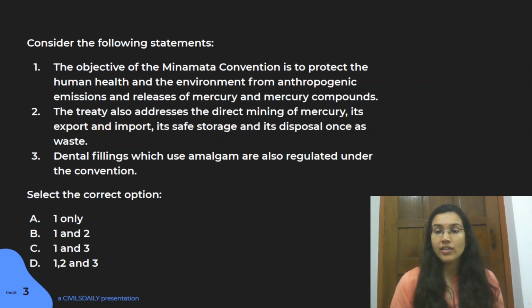And the third is that even dental fillings made out of amalgam are covered. Now, amalgam is a compound that is made from mercury. There are other elements also, like tin, but basically it's made from mercury and it's used for your fillings, like whenever you have a cavity. So which one is the correct statement? Now, the Minamata Convention is actually dealing with mercury. In fact, the name Minamata is inspired from an incident that had taken place in Japan.